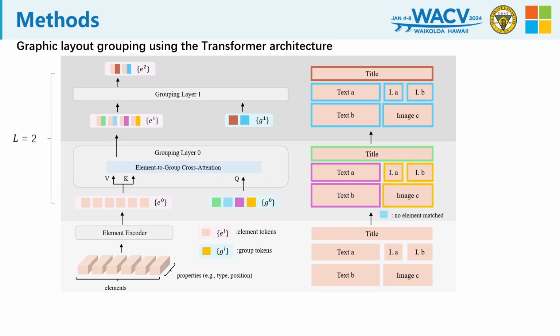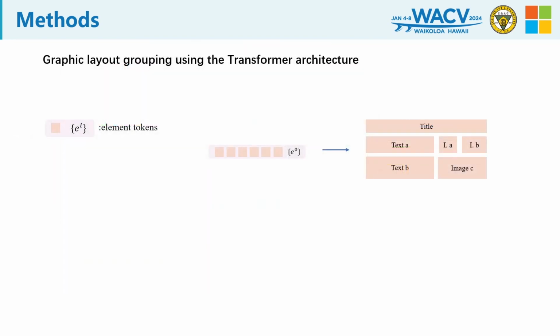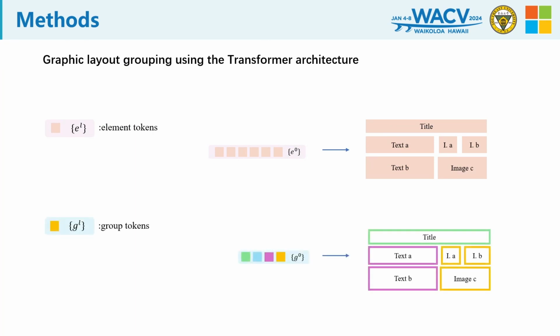Specifically, given a list of elements, our model progressively combines elements into groups with L grouping layers. We designed two kinds of tokens: element tokens and group tokens. Each graphic layout is represented as a sequence of element tokens E. And groups with different granularity are represented as group tokens G.